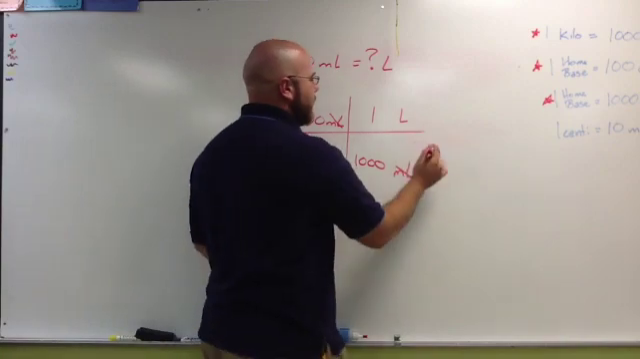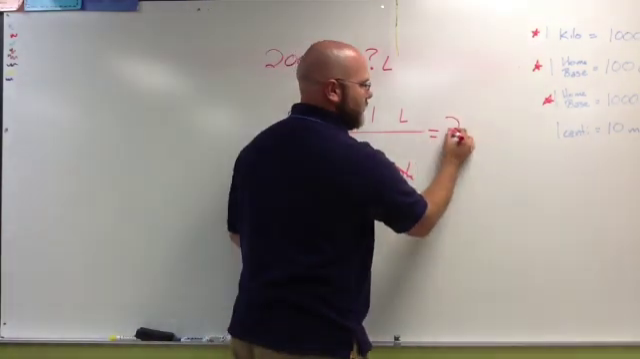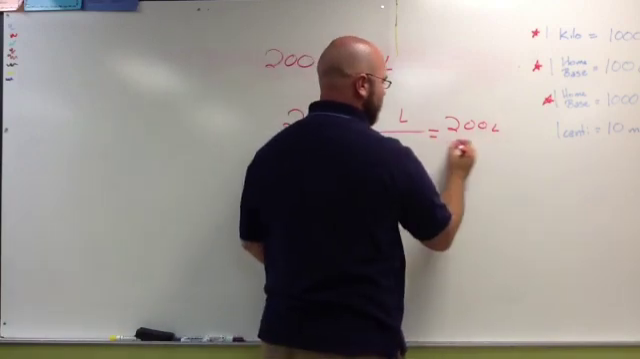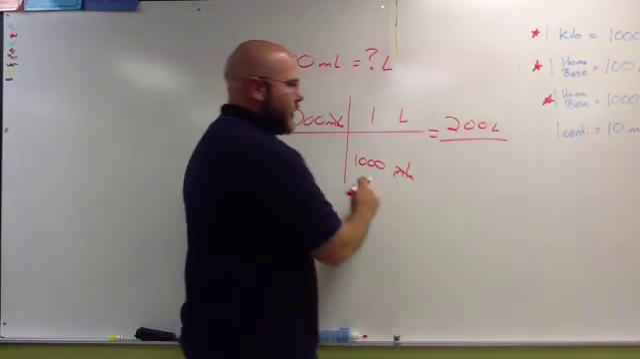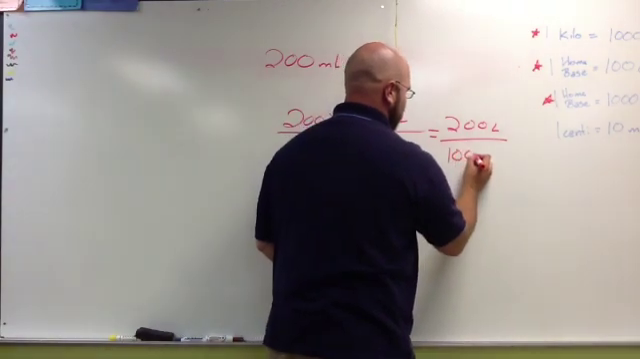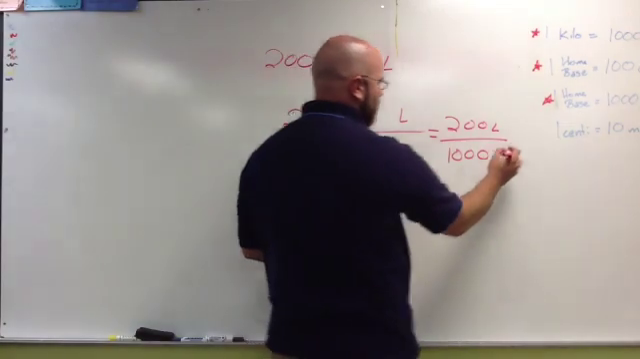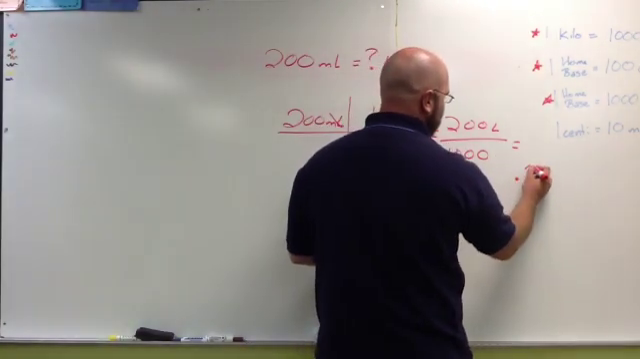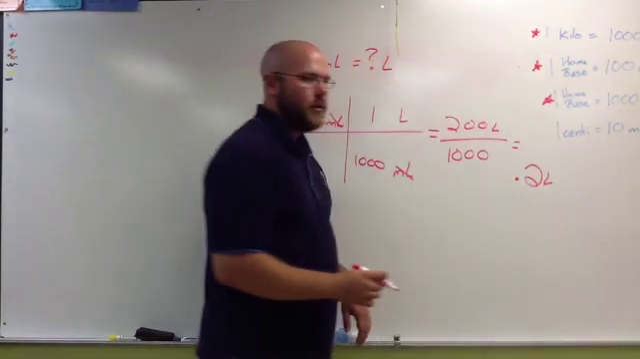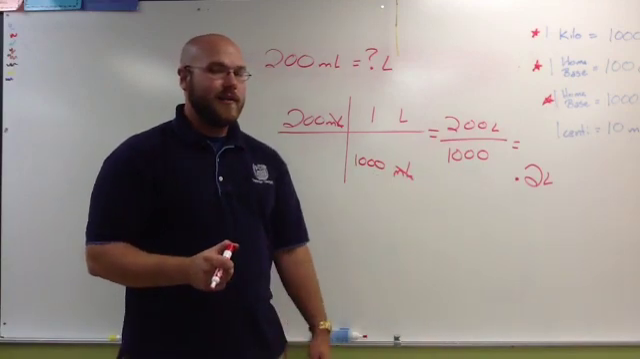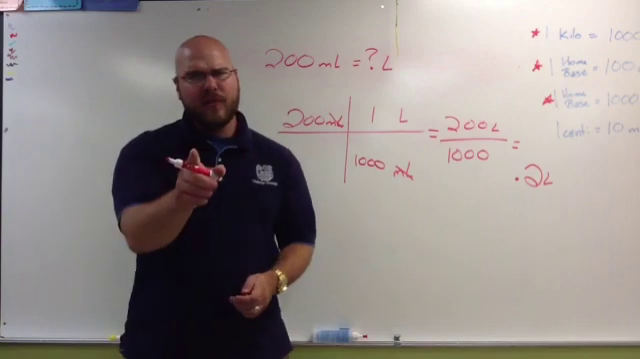And so I'm going to rewrite this over here. So I've got 200, and my unit is only a liter now, divided by 1,000. So 200 divided by 1,000 is actually going to equal 0.2 liters. So I've got 200 milliliters, that's only going to be 0.2 liters, and that's the answer for that one. So, you've done that one on your own.